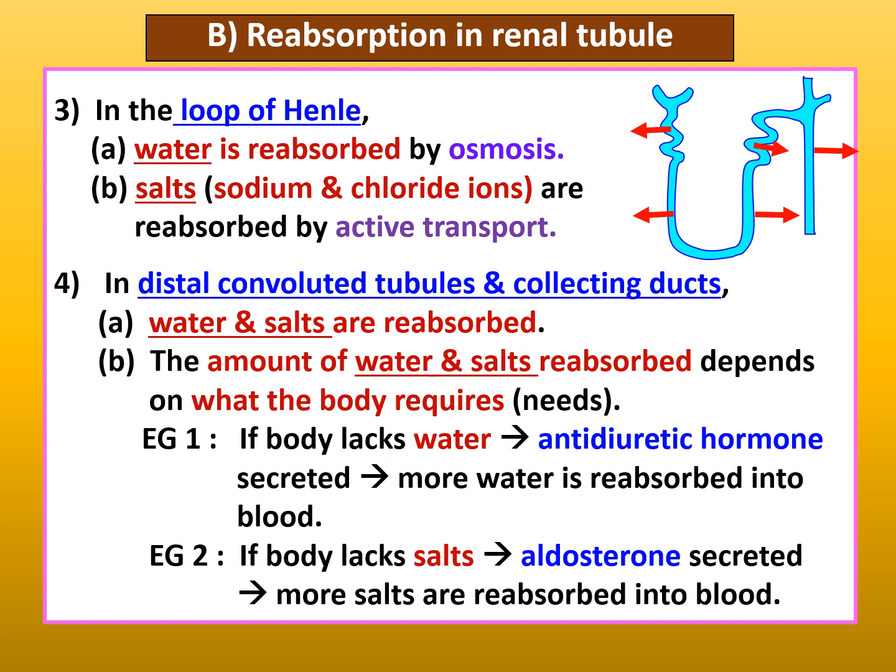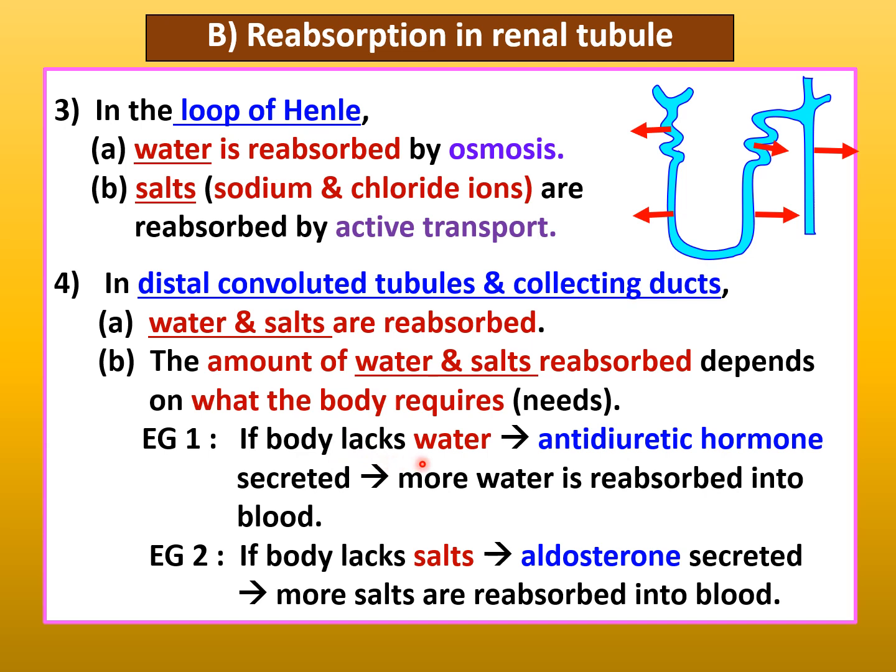Okay, some further notes on reabsorption. In the loop of Henle, water is reabsorbed by osmosis. Salts like sodium and chloride ions are reabsorbed by active transport. Here, in the descending limb, water is reabsorbed. In the ascending limb, salts are reabsorbed. Then in the distal convoluted tubules and collecting ducts, water and salts are reabsorbed, but the amount of water and salts reabsorbed depends on what the body needs.